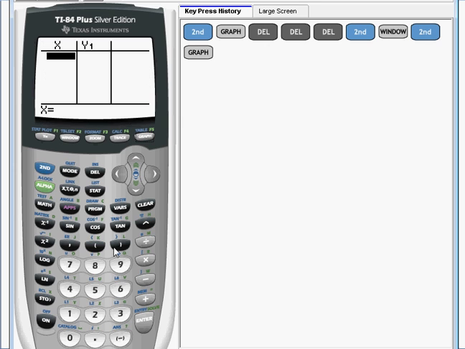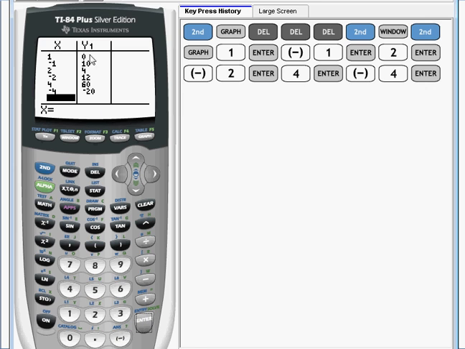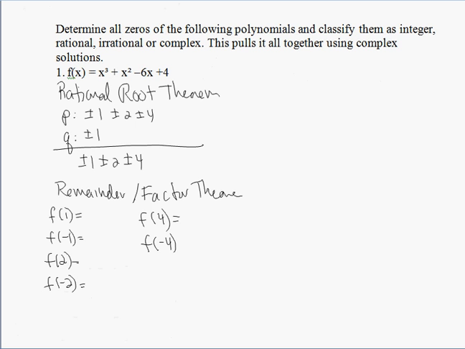So we go to table and we do 1, -1, 2, -2, 4, and -4. So we want to write this list down back in our example. Okay, so we know that 1 is a root, so therefore I can use synthetic division, divide this cubic down to a quadratic, and either factor it or use the quadratic formula.